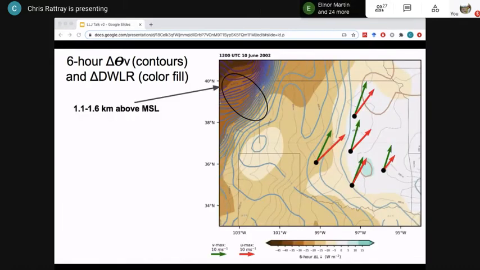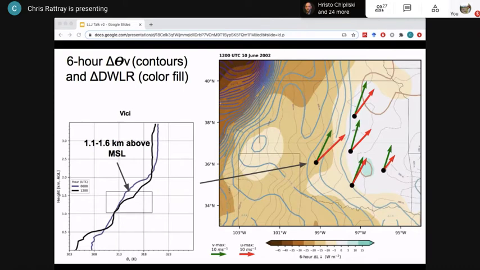Going ahead 6 hours, we see that the greatest cooling took place a little bit higher up along the slope. So the height of this terrain now is around 1.1 to 1.6 kilometers above sea level. And now I have the red arrows showing wind vectors at the height of the westerly jet.